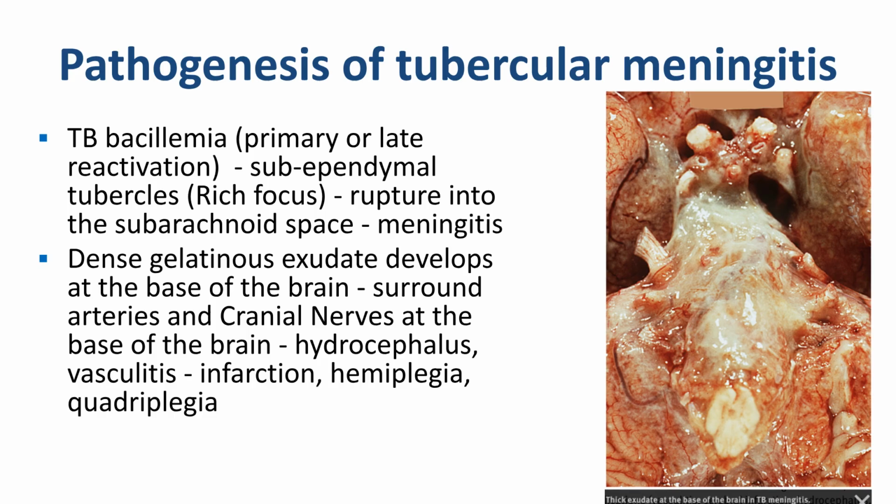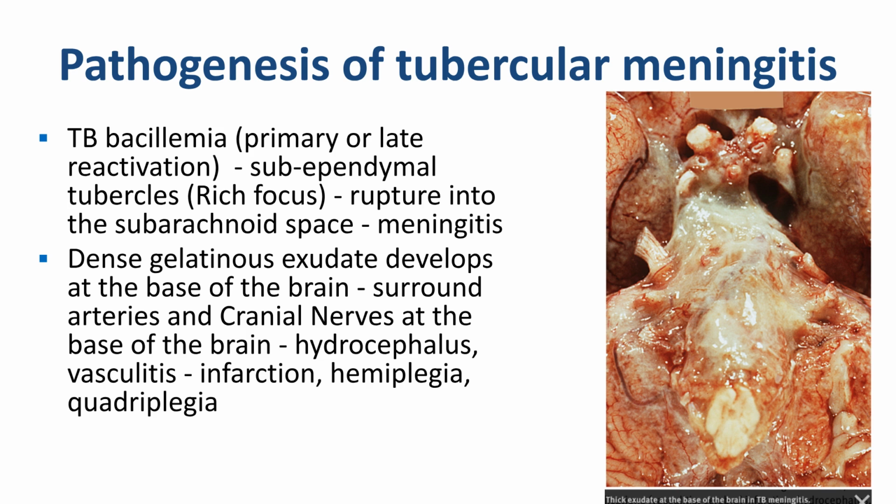The gelatinous exudate at the base of the brain is responsible for most of the serious complications of tubercular meningitis. This thick exudate surrounds and entraps the arteries at the base of the brain, leading to vasculitis, or inflammation of blood vessels. This vasculitis can cause arterial narrowing or occlusion, resulting in cerebral infarction. Patients may develop hemiplegia, or paralysis of one side of the body, or even quadriplegia in severe cases.